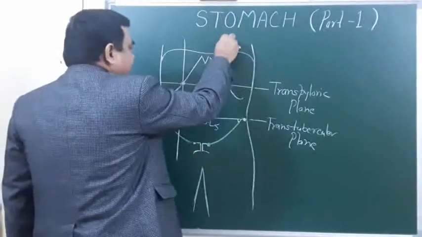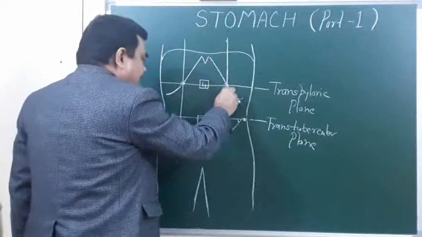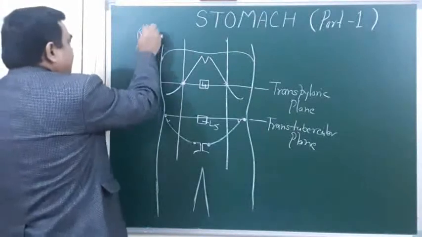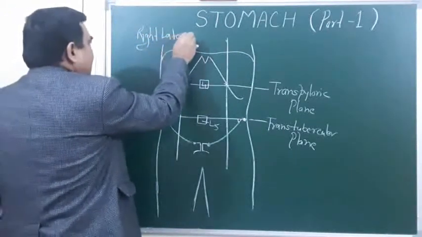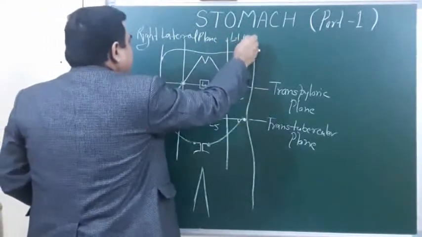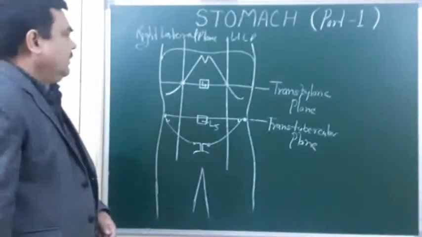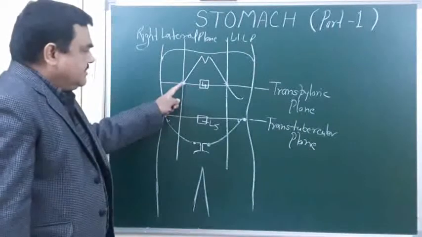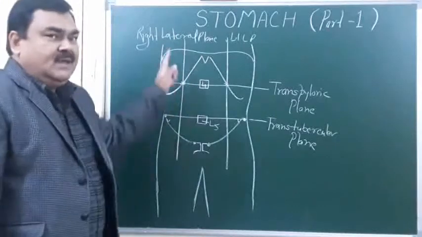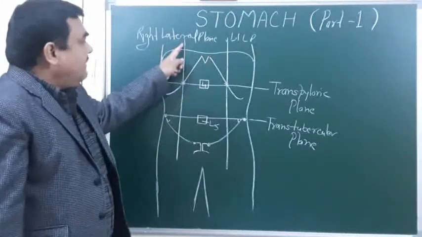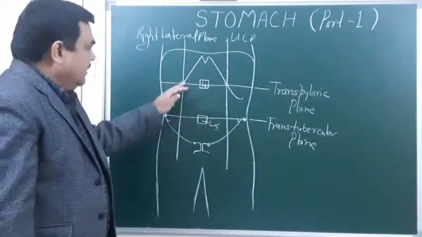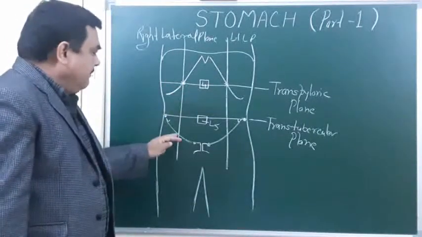This is the right lateral plane. This is the left lateral plane. This plane crosses the tip of the ninth costal cartilage, meeting at the midinguinal point, and if you trace upward, this is the mid-clavicular line. It passes vertically, and here it crosses the tip of the ninth costal cartilage and meets the midinguinal point.